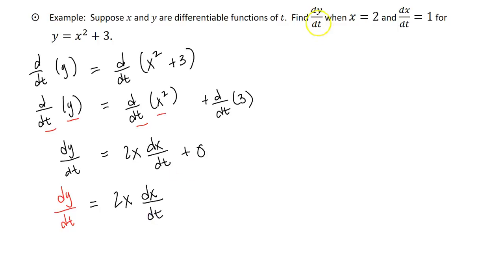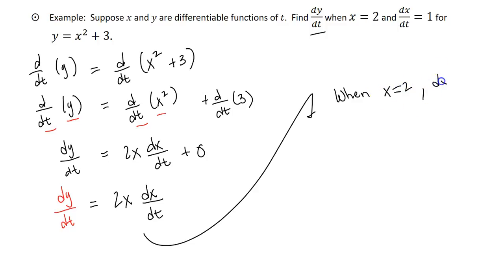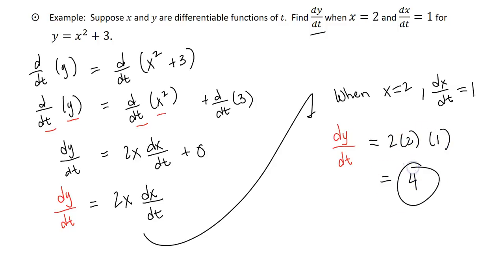And again, we're looking for dy over dt. So in this case, we don't actually need y because there was no y in our answer. So I can just plug it in. So when x equals 2 and dx over dt equals 1, the dy over dt is going to be equal to 2 times 2 times 1, which is 4. And that is my answer.